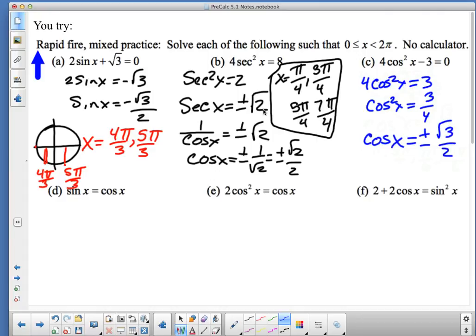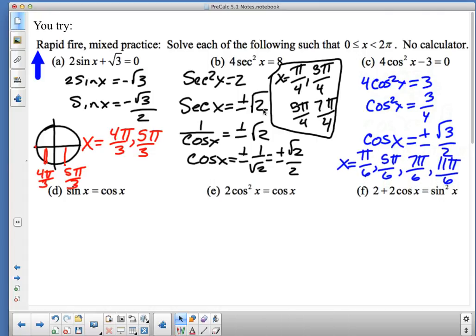Now I've got to think about, where do I have plus or minus the square root of 3 over 2 for cosine? And that is at x = pi over 6, 5 pi over 6, 7 pi over 6, and 11 pi over 6 as we step through those. So keep in mind as we're going through, that unit circle is golden, making sure that I can recall everything.